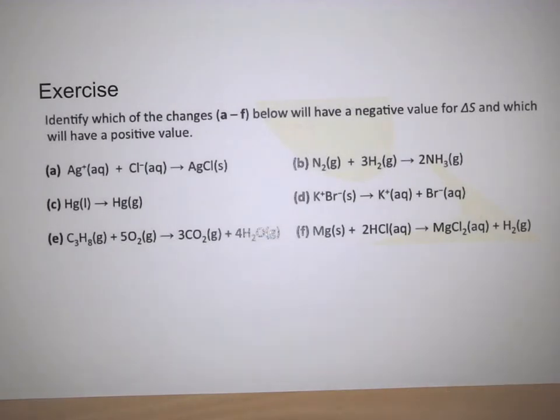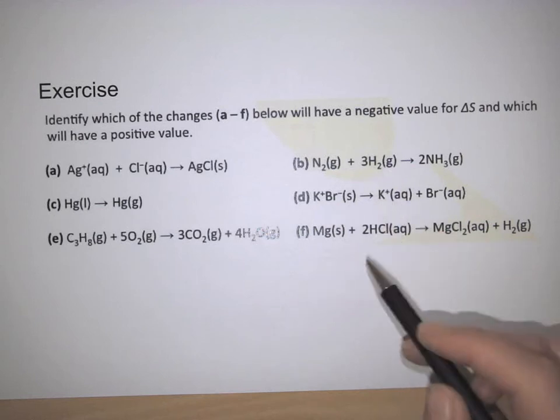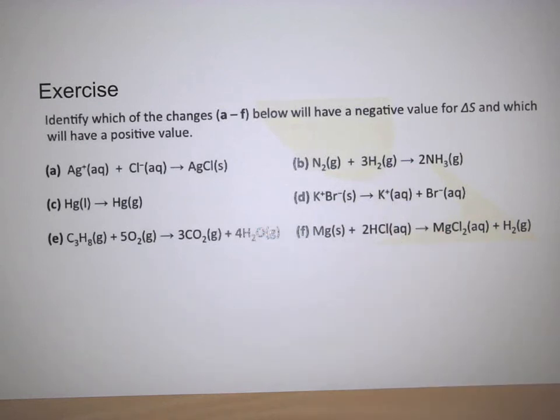So now we're going to an exercise. In this exercise, they want you to identify which of the changes here, you have 6 different ones, will have a negative value of delta S, and which will have a positive value. So you want to go through them one by one now, and you can think about what I just told you about the factors that will make the entropy increase. It means that if it doesn't do that, we can expect it to decrease. So a positive value of delta S means entropy will increase.